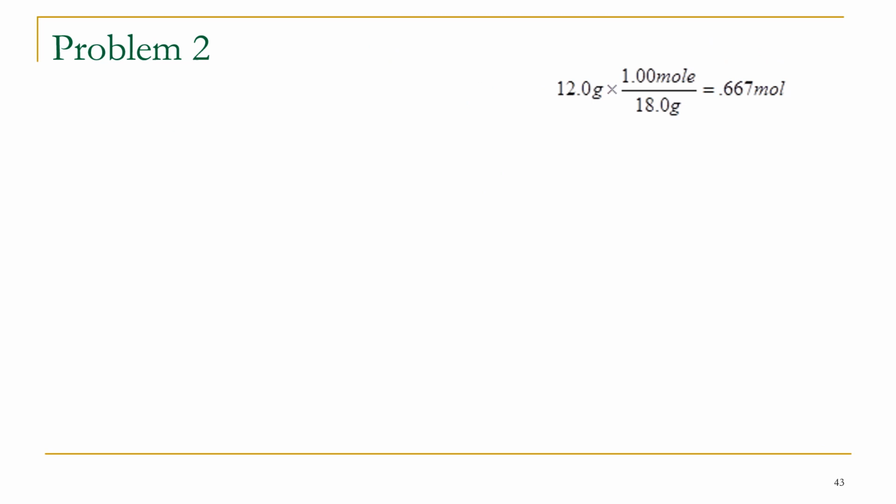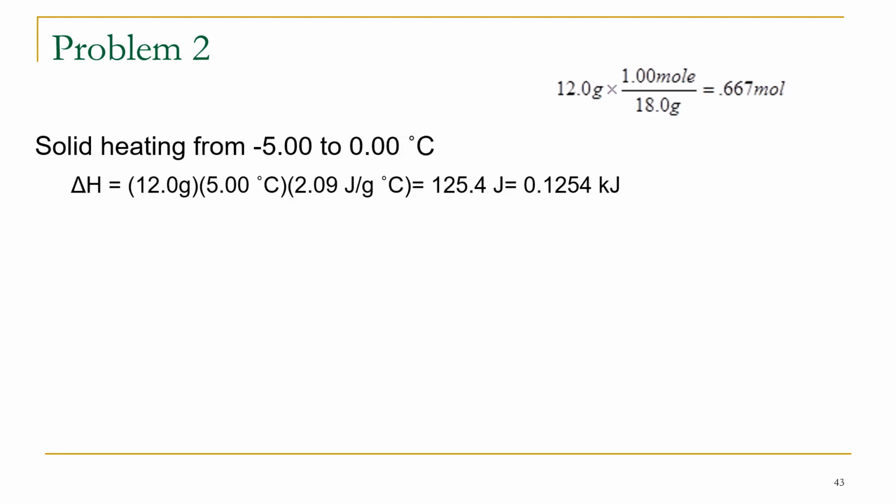What I first did is I converted 12 grams to moles, because at one point we need moles. Sometimes we need grams, sometimes we need moles. So to heat the solid from -5 to 0, we have 12 grams of ice times delta T, which is 5 degrees, times the specific heat of ice. So that's 125.4 joules. Now you'll see why I converted it to kilojoules in a minute, but you could just leave it at joules if you want to for now. So that's how many joules of heat there is to heat the ice from -5 to 0.